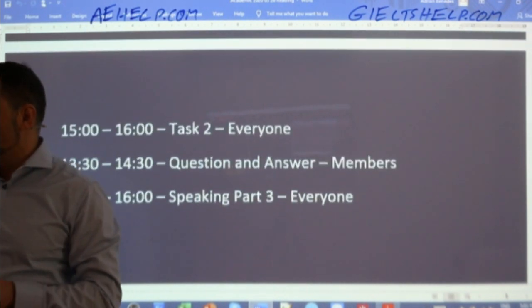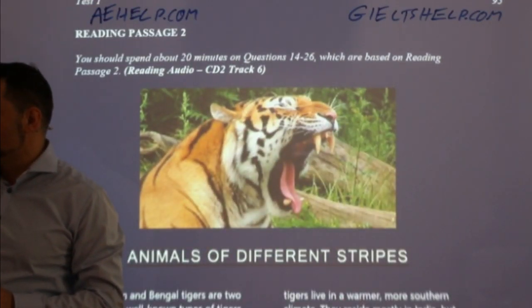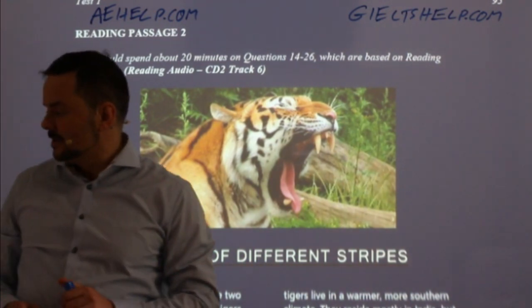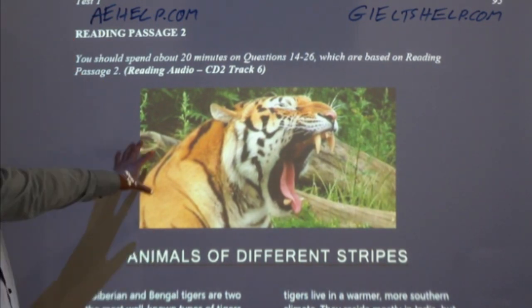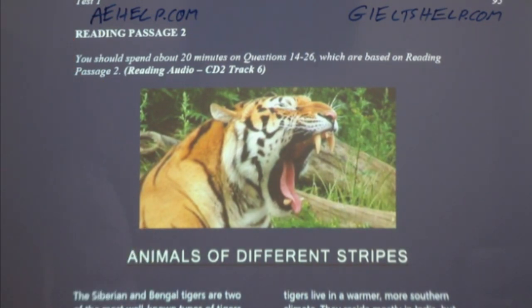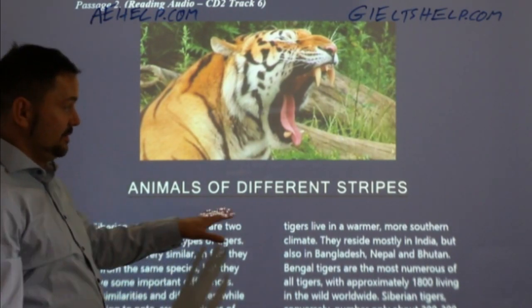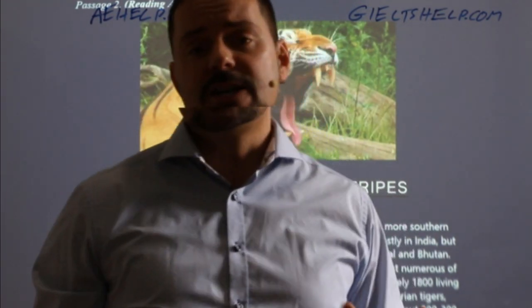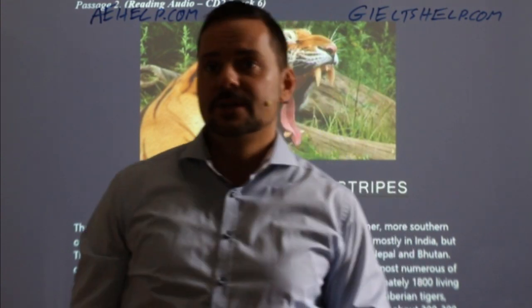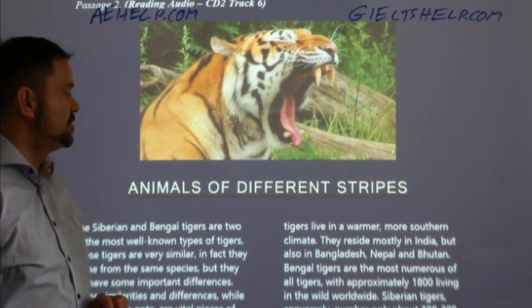Also, all right, students, so let's take a look at today's passage. This is taken from our first exam book, and we have this beautiful picture of a tiger here, I think yawning, or maybe getting ready to eat some lunch. And then we have the title of the passage, Animals of Different Stripes. Now, this kind of passage you could get for your Section 3 in the General IELTS exam as well. So this is useful for everyone, not just academic students.